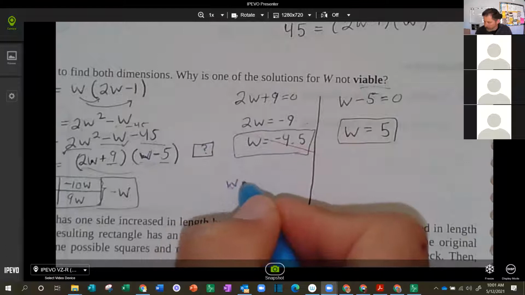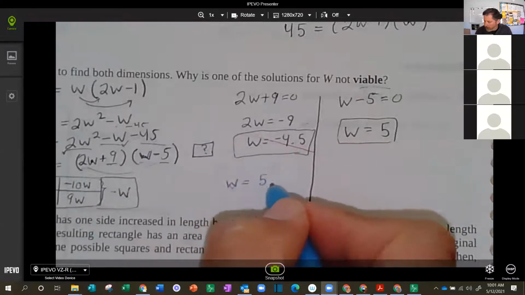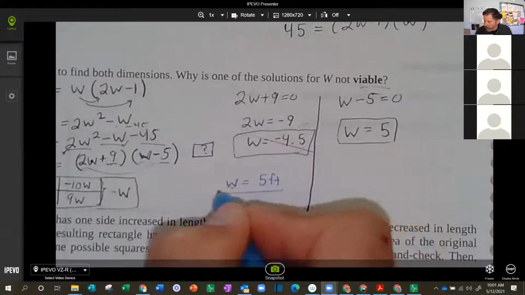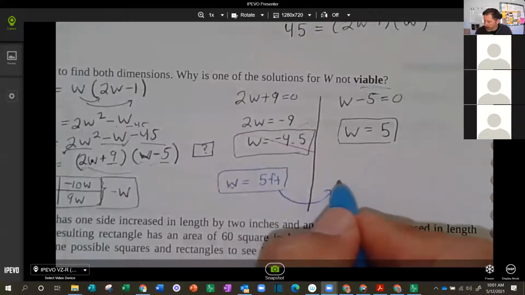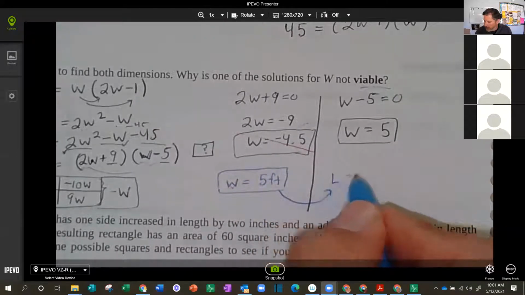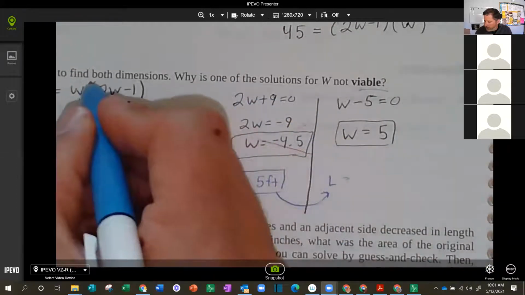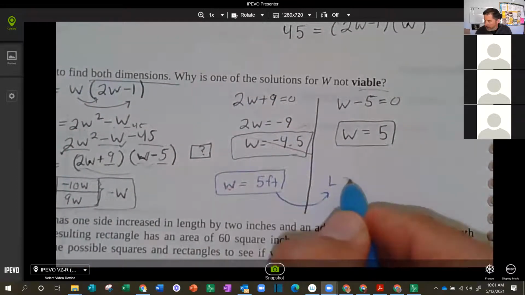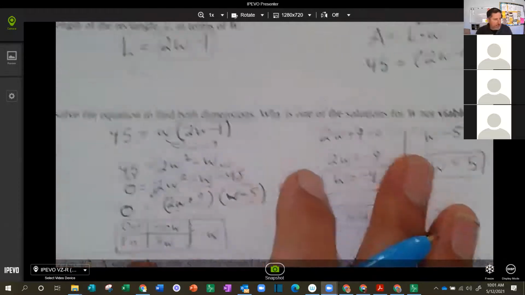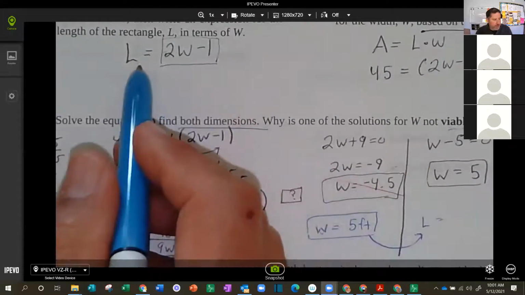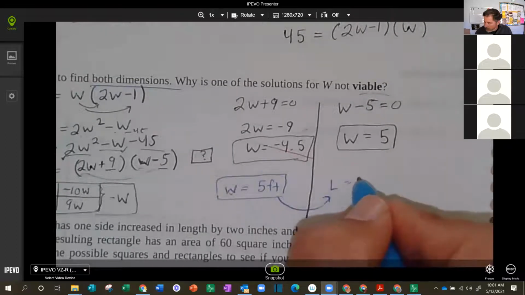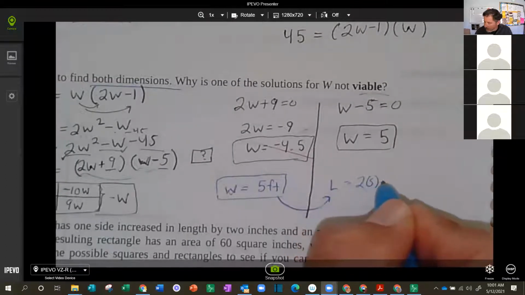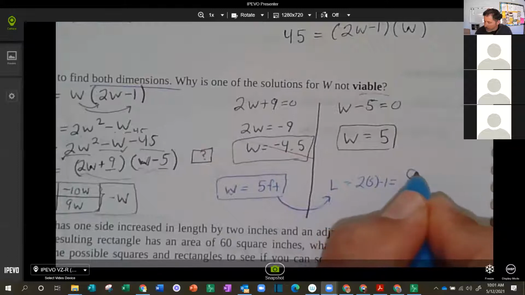Because they ask for the dimensions. So if I know the width is equal to 5 feet, is there any way I can find the length? Because they want to know both dimensions, that means the length and the width. Well, we happen to have this equation up here. We have length is 2 times W minus 1. So the length is 2 times 5 minus 1, which is equal to 9 feet.